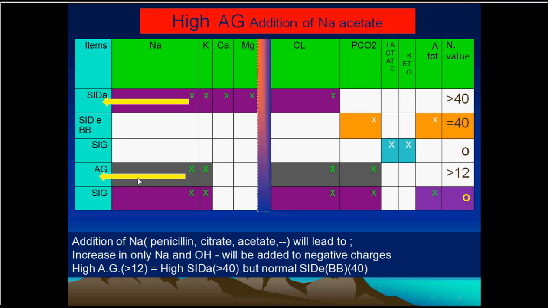So this is the strong ion, and the anion gap. When you look at the anion gap, sodium increases, but there is no change in chloride and bicarbonate, so it will be more than 12. So this is a metabolic alkalosis with high anion gap. Addition of sodium acetate will make the strong ion difference larger, and the anion gap will be larger. This is a high anion gap metabolic alkalosis.